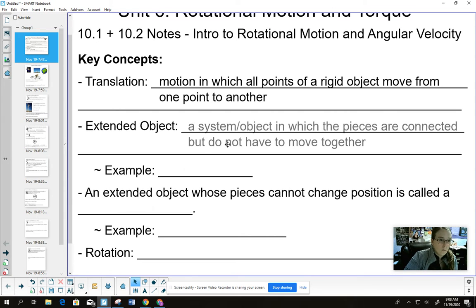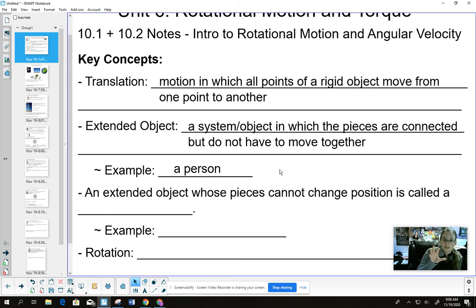Now, what we're going to make sure we differentiate between here is an extended object, which is a system or an object in which the pieces are connected but don't have to move together. We've only looked at situations where all of the points move together. Maybe they don't have to, but we've only looked at situations where they do. As an example, a person. We've looked at a lot of situations dealing with a person's motion, but we've only thought of it as if I could pick them up and move them over here. But we know that people are connected, obviously, my limbs are connected to me, but I can move my arm and not have to move anything else.